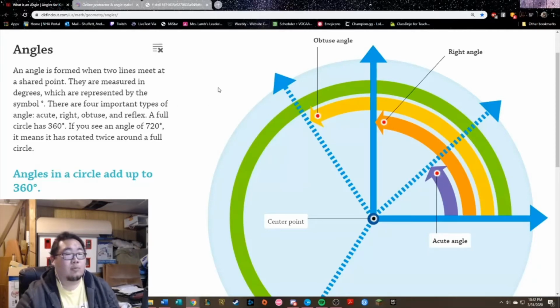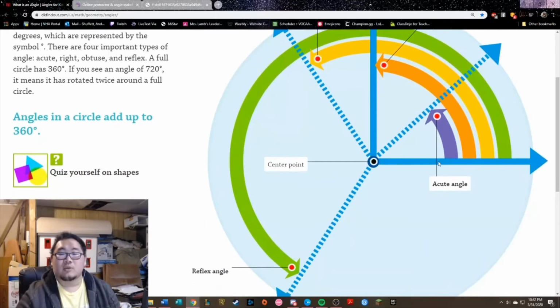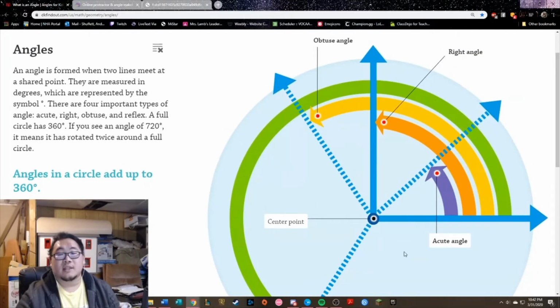Now, there are four important types of angles. Now, there's more than four types of angles, but there's four important types. We're going to focus on acute, right, obtuse. And we're going to kind of forget about the reflex angle for now. A full circle has 360 degrees. It says it here as well. It's important to know. If you look at a circle and the question ever asks you how many degrees are in that circle, 360 of them. Because you have to make a complete 360 to get back to where you were.